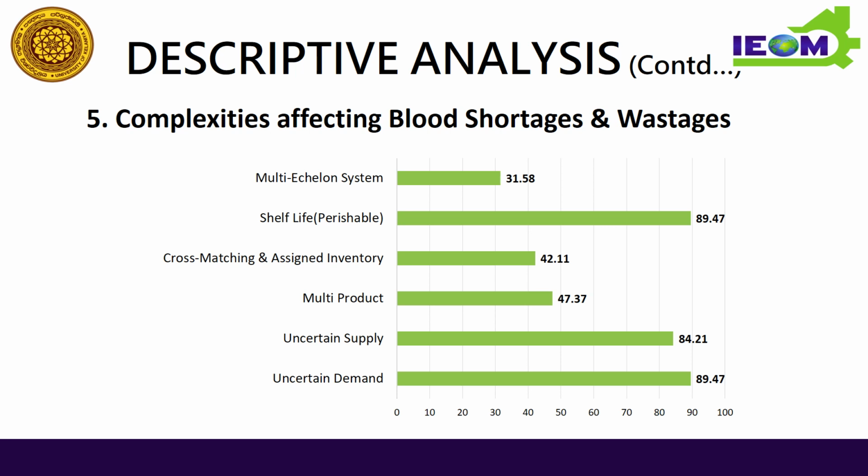Next I'm going to the complexities affecting blood shortages and wastages. Here also, 89% of the researchers show that, as I previously mentioned, uncertain supply, uncertain demand, and the shelf life of blood as a perishable commodity are the top reasons behind the occurrence of shortages and wastages. Also, cross-matching and the safety stock inventory should be maintained when managing blood inventories, along with the multi-product nature and the multi-channel system.